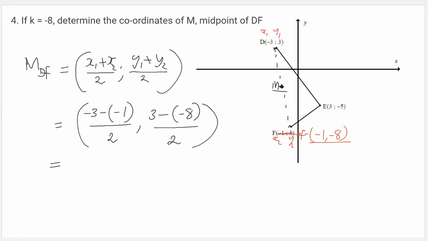So I actually made a mistake here. I wrote negative instead of saying plus, and this one is also plus. So this means that here I'll have an x coordinate of -2, and then I will have an answer of -5 over 2 on this side. So this means that the midpoint for this question is -2 is to -5 over 2.